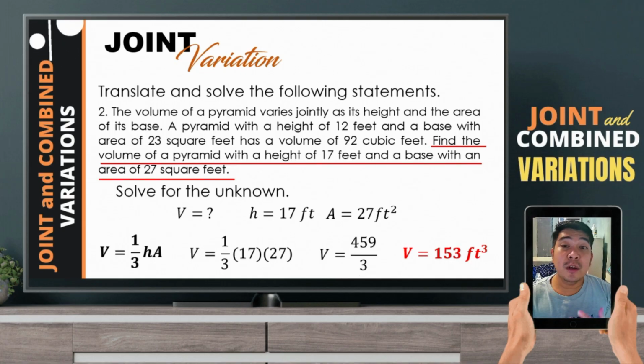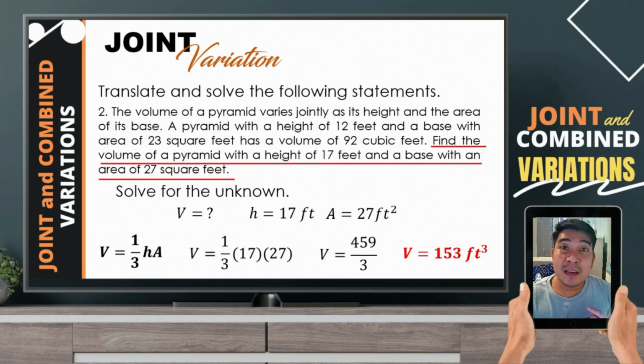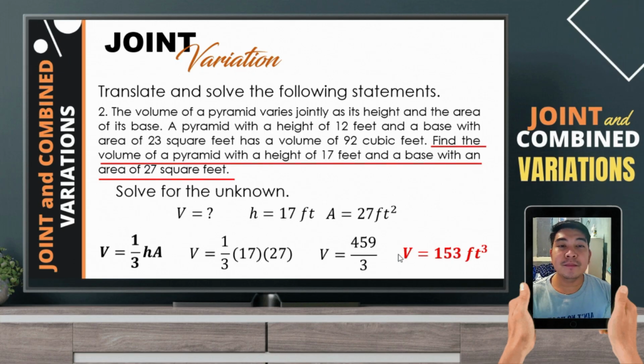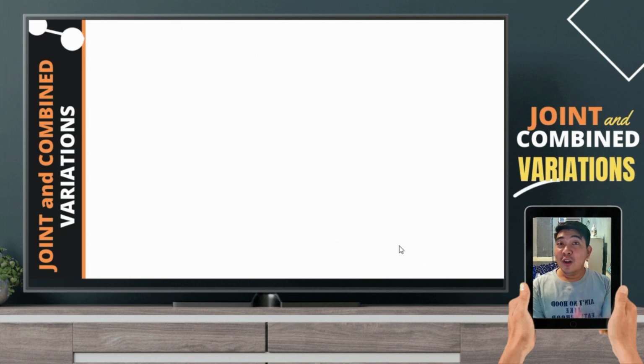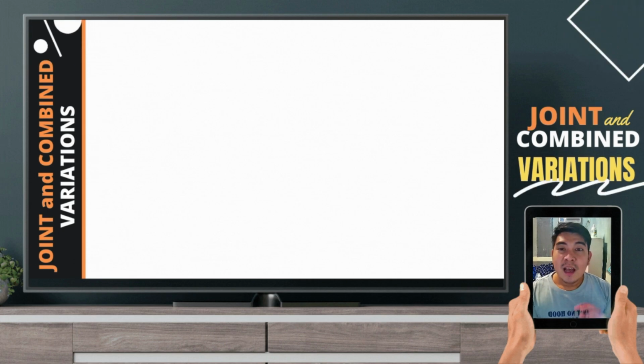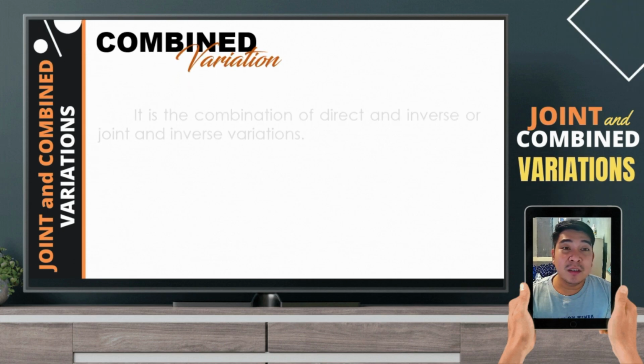And since we are looking for the volume of the pyramid with a height of 17 feet and a base of 27 square feet, the answer is 153 cubic feet. So that is all about the joint variation. How about the combined variation?